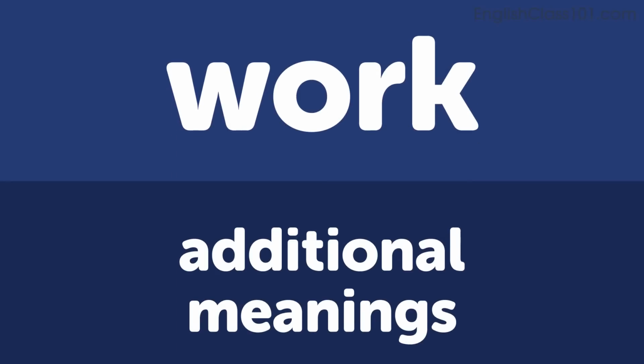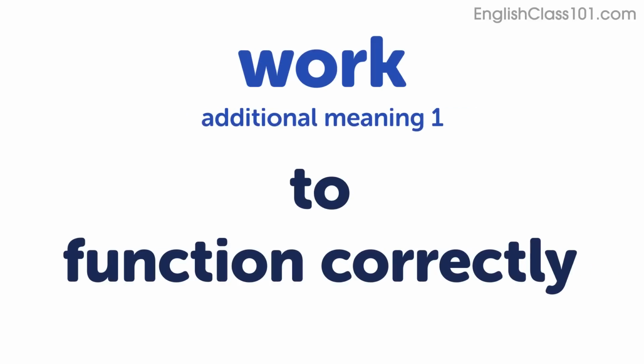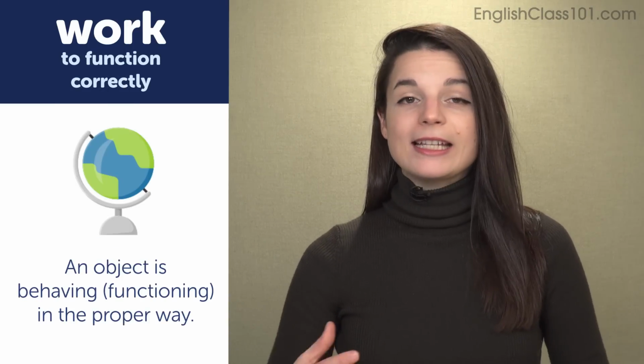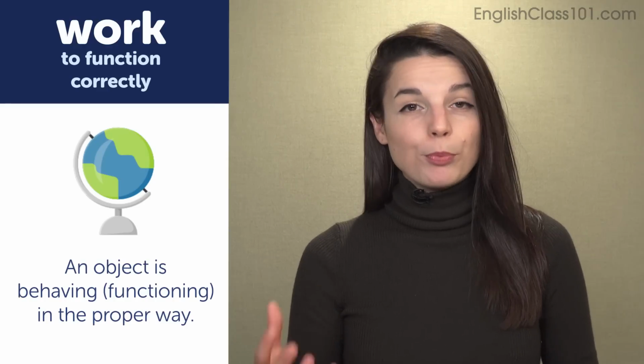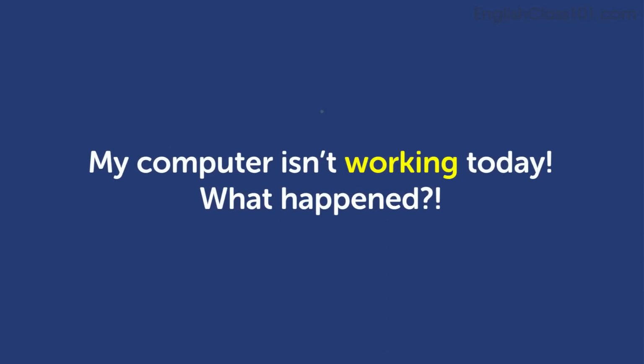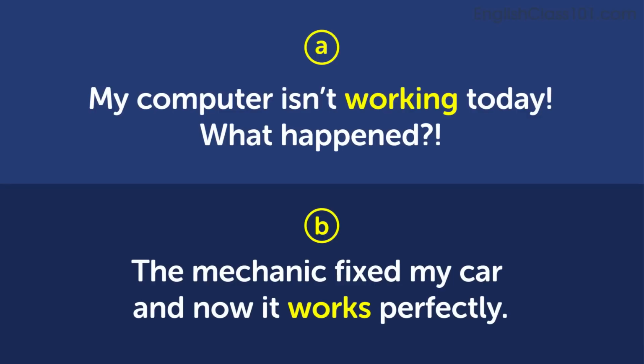Now let's talk about some additional meanings of the verb work. Meaning 1. The first additional meaning is to function correctly. To function correctly means an object is functioning in the proper way. So let's look at some examples. My computer isn't working today. What happened? The mechanic fixed my car, and now it works perfectly.